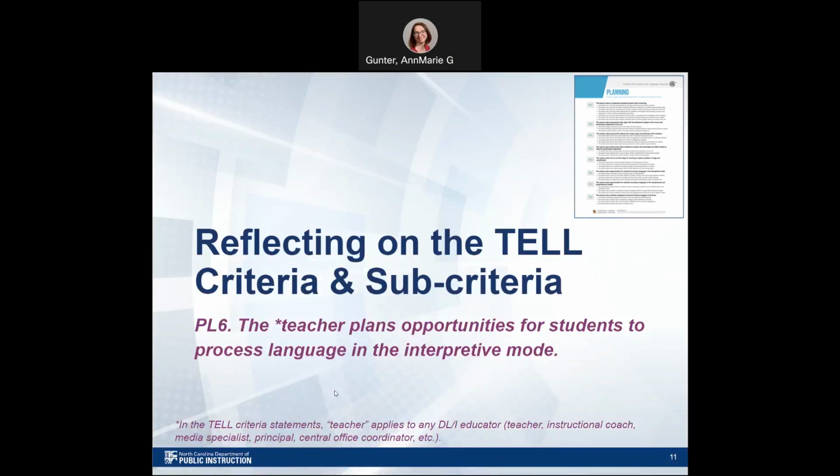So let's begin by reflecting on the TELL criteria and sub-criteria that we're tackling for biliteracy. Remember, PL6 is the teacher plans opportunities for students to process language in the interpretive mode.